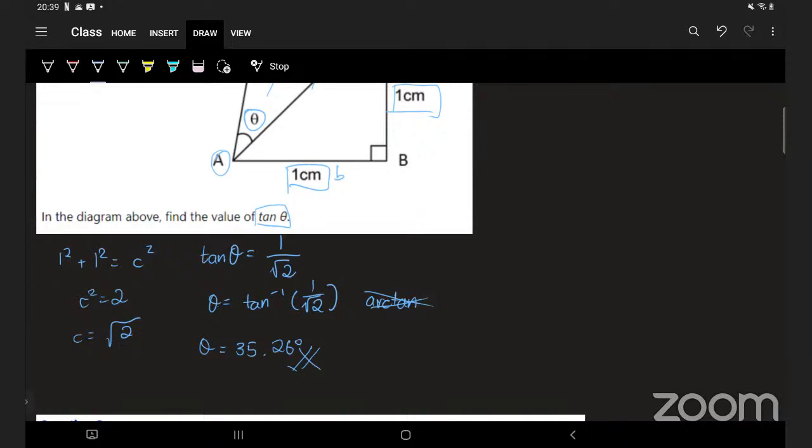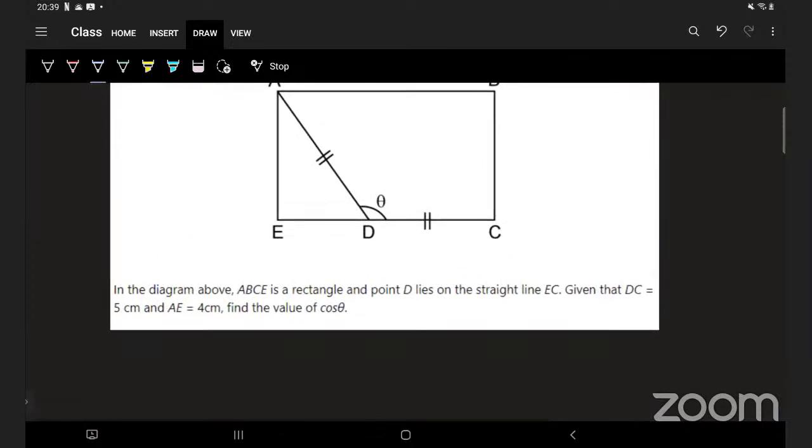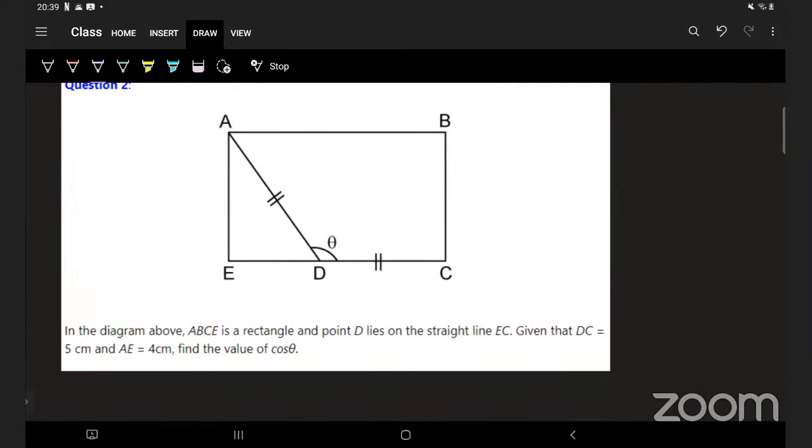Okay, now let's move on to question 2. Let's look at this question. In the diagram above, ABCE is a rectangle and point D lies on the straight line EC. Given that DC is 5 cm and AE is 4 cm, find the value of cos theta.